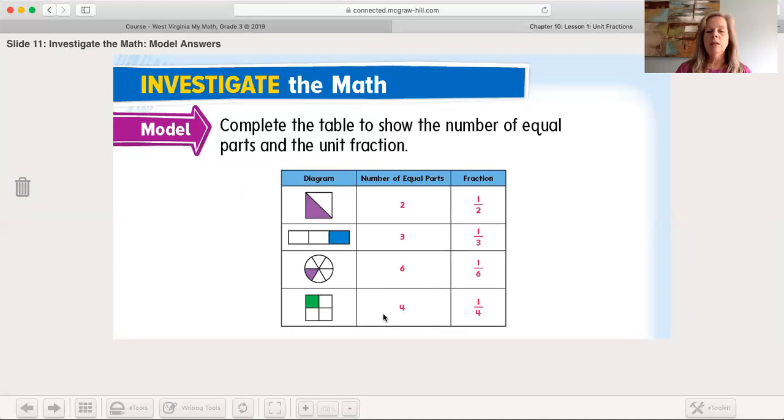And there you see it on the table. A unit fraction is 1 part of the whole. So 1/2 is the unit fraction for this one. 1/3 is the unit fraction for this rectangle. 1/6 is the unit fraction for this circle. And then 1/4 is the unit fraction for the square divided into 4 parts.